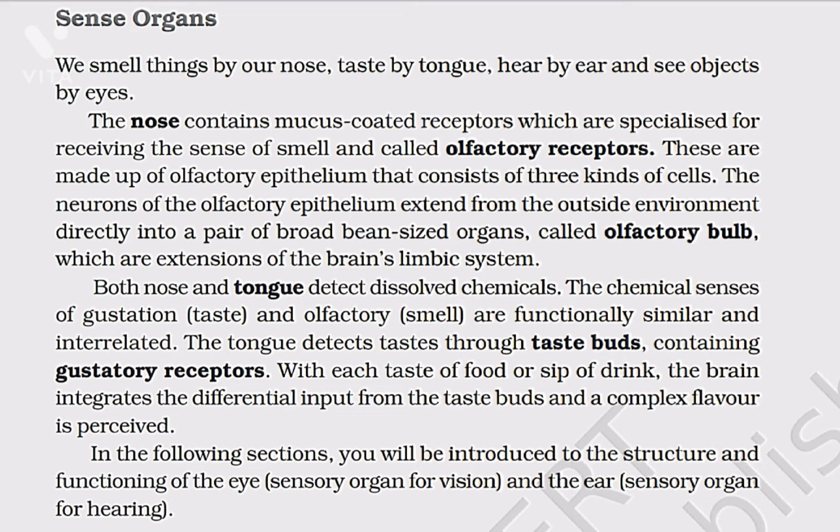Both nose and tongue detect dissolved chemicals. The chemical senses of gustation (taste) and olfaction (smell) are functionally similar and interrelated. The tongue detects taste through taste buds containing gustatory receptors. With each taste of food or sip of drink, the brain integrates the differential inputs from the taste buds and a complex flavor is perceived.